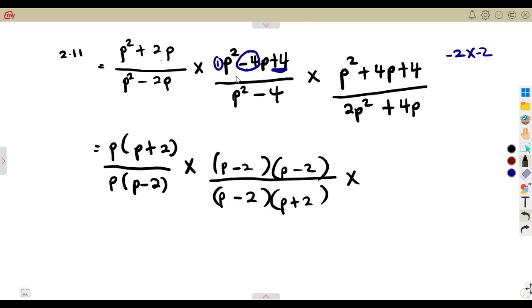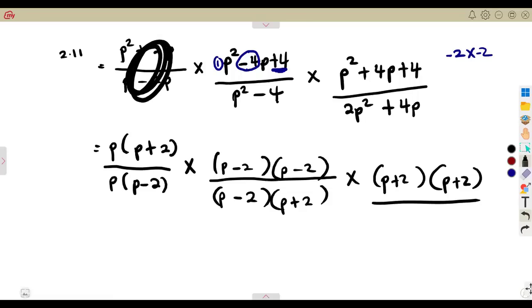Times, we can see that this and this is exactly the same, only that there is a minus. Here there's a plus. Here there was a minus, here there's a plus. So it's simply these two brackets, they are going to remain as they are with a plus. We're going to have the same brackets, but only having a plus. P plus 2, p plus 2. Do not waste much time there. It is one and the same thing, just like what we had here.